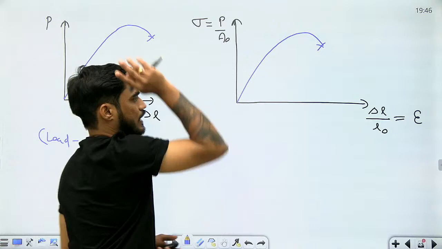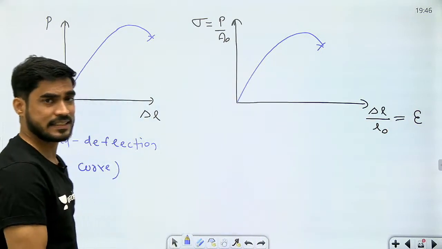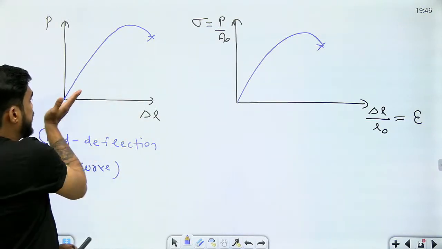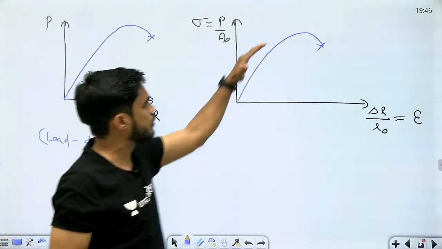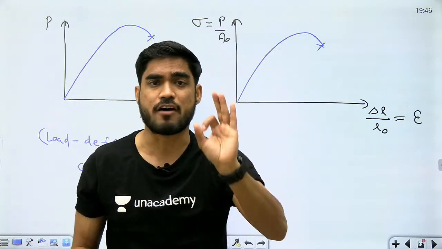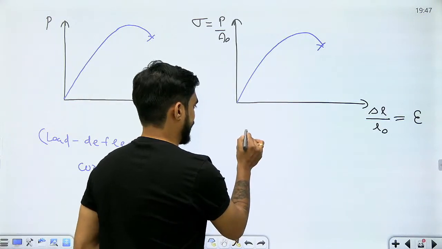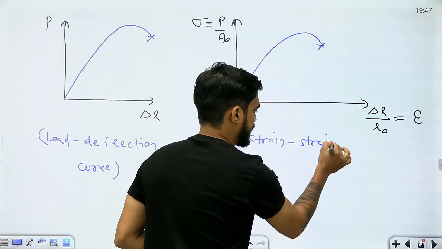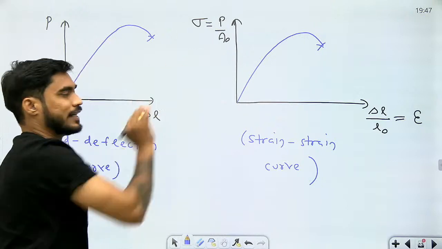So sigma is directly proportional to P, epsilon is directly proportional to delta L, which means you will get the same shape of curve. If this is a straight line, this will also be a straight line. If this is going up, this will also be going up. If this is coming down, this will also be coming down. Your shape of load deflection curve and shape of stress strain curve will be the same, or you can say the stress strain curve will be proportional to the load deflection curve.